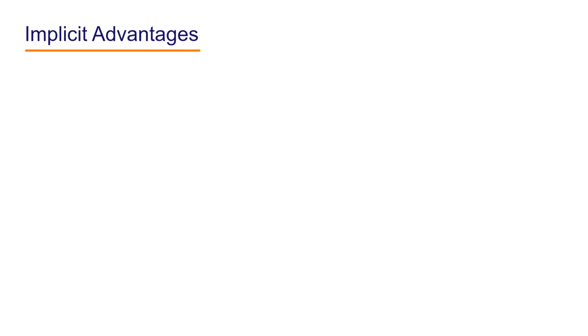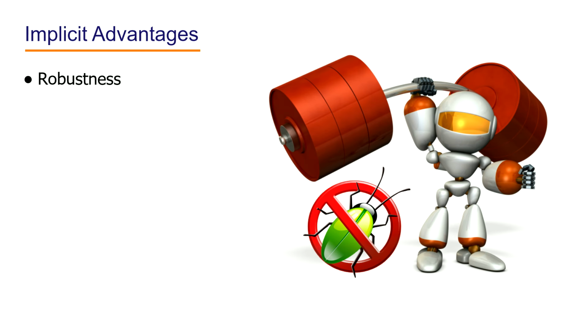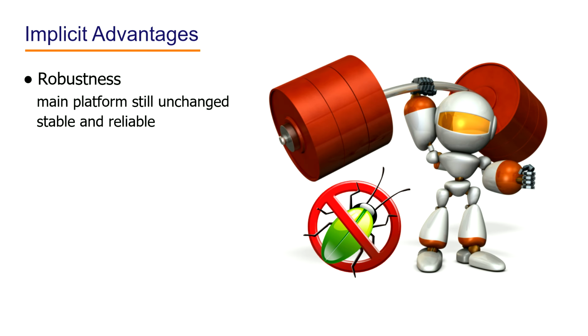Also, I would like to highlight other implicit but very important advantages of the proposed approach. Robustness. The main platform is still unchanged, stable, and reliable. The generator has changed only a couple of simple classes from the business model. We don't need to step down to low-level manual coding.